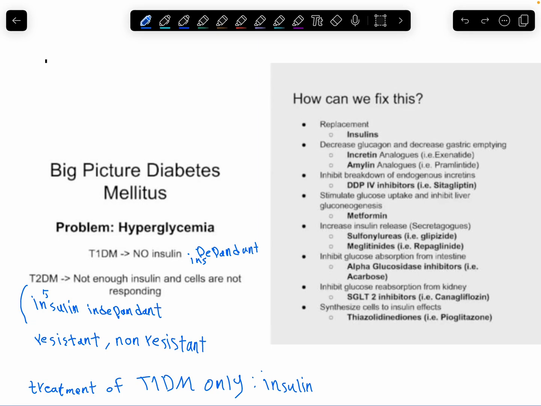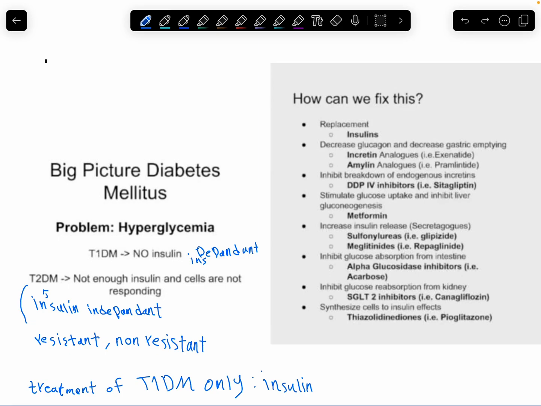Now, the next one is inhibit breakdown of endogenous incretins. Endogenous means that the body itself produces incretin. We have enzymes that break down this incretin. While we say that incretin is good for us in a situation where the patient is suffering from diabetes. Why? Because incretin helps to specify the food type. It specifies that this is glucose.